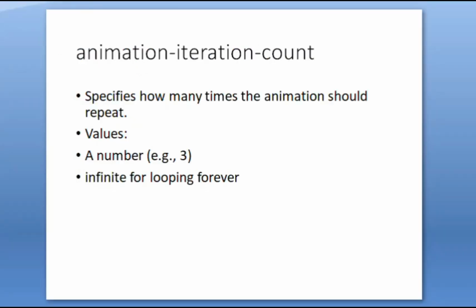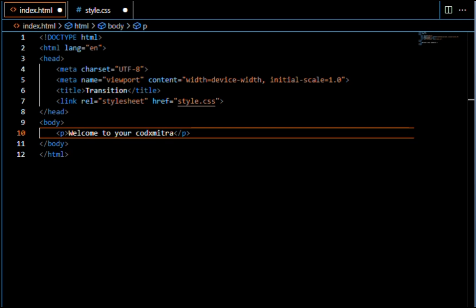The animation iteration count basically specifies how many times the animation should repeat. We can give numerical values to it, for example 1, 2, 3, and if you want this animation to happen continuously, we can give infinite. Here you can see infinite for looping forever. So the animation iteration count property in CSS specifies the number of times an animation should repeat. So let's see one small example.